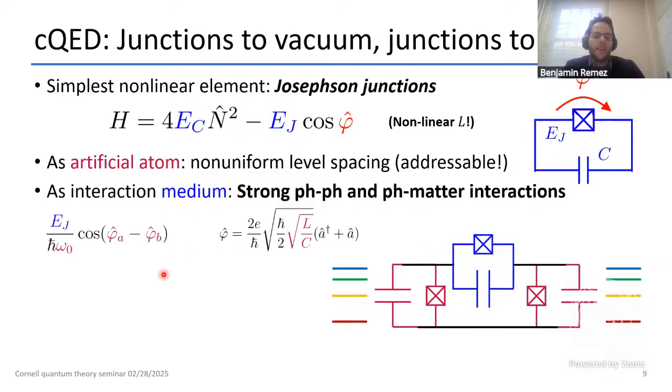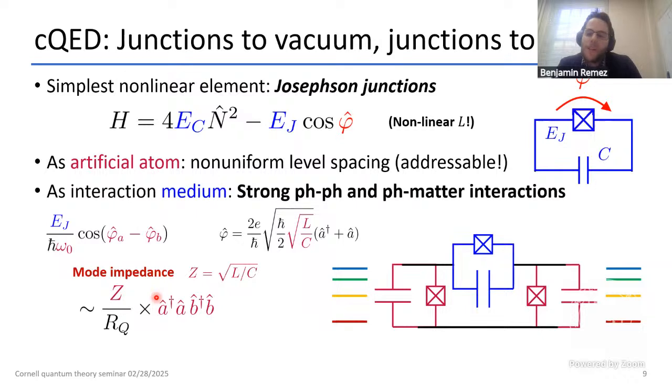And the way to see this is, if I take the energy of the Josephson junction, and the phase difference across this junction is precisely the difference between the phase of this guy and the phase of this guy, and I divide it by the typical energy spacing here, and I use the quantization of this coordinate in terms of A and A dagger, you find that the interaction I induce between the two sides is proportional to this ratio of Z.